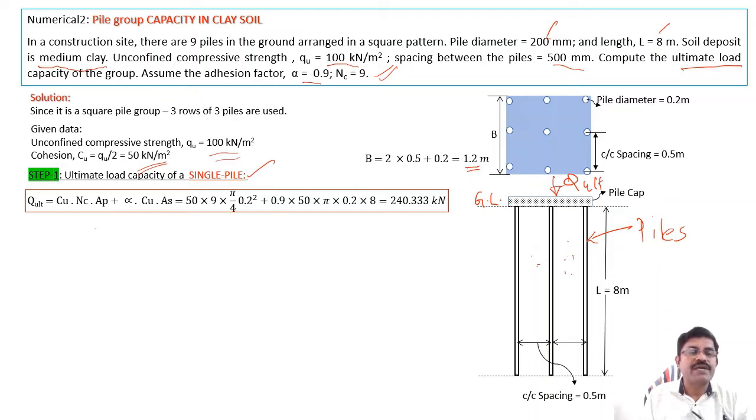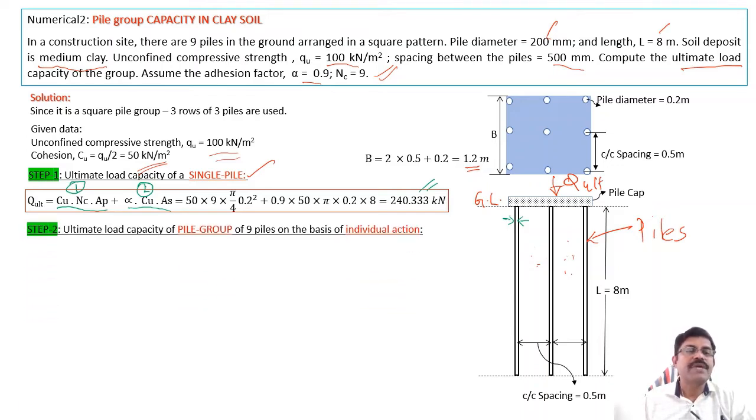Okay, so here you can calculate the area at the tip of the pile, that is pi by 4 into the diameter of the single pile squared. And on the other side you have this term which is related to the skin friction. Okay, the first one is point bearing, and the second one is skin friction. And the value is 240.333 kilonewton. Okay, so this is for a single pile.